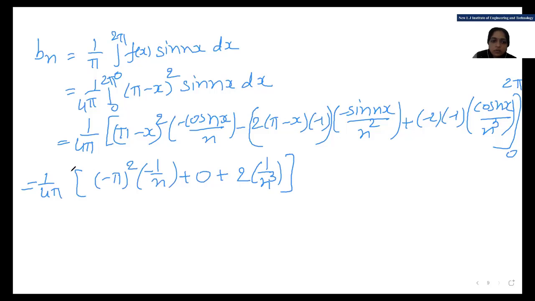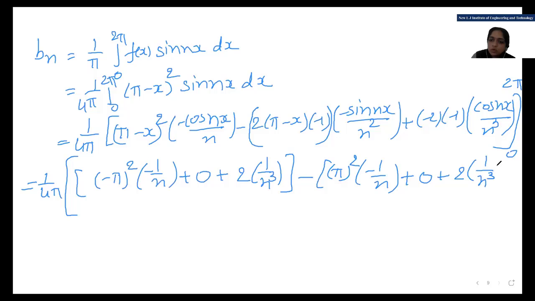So this is the value for the upper limit, minus the value of the lower limit. Here pi minus 0, that is pi square, right? And cos 0 is 1, so minus 1 upon n. In the second term, if I put 0 in the place of x, sin 0 is 0, so plus 0, and again minus 2 into minus 1 is 2, and cos 0 is 1, so 1 upon n cube.